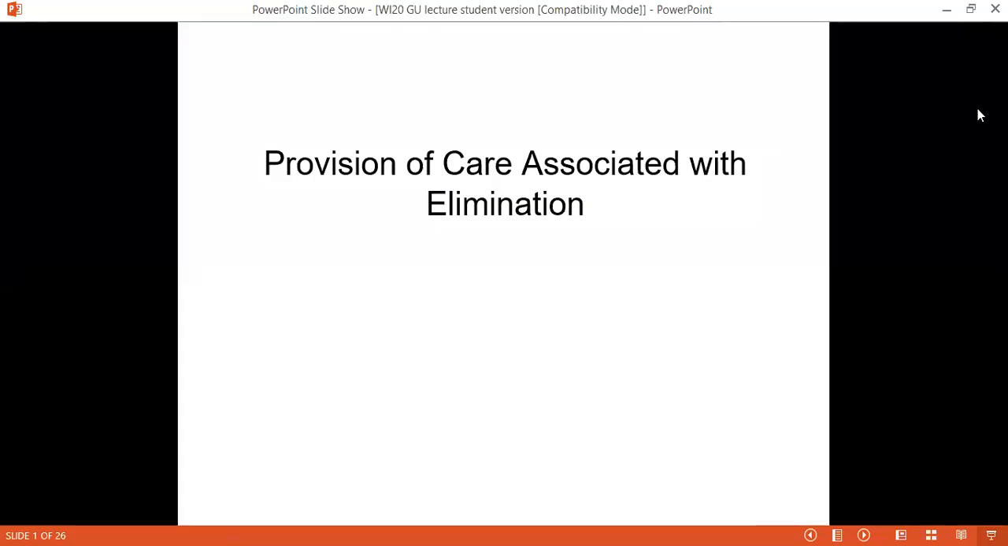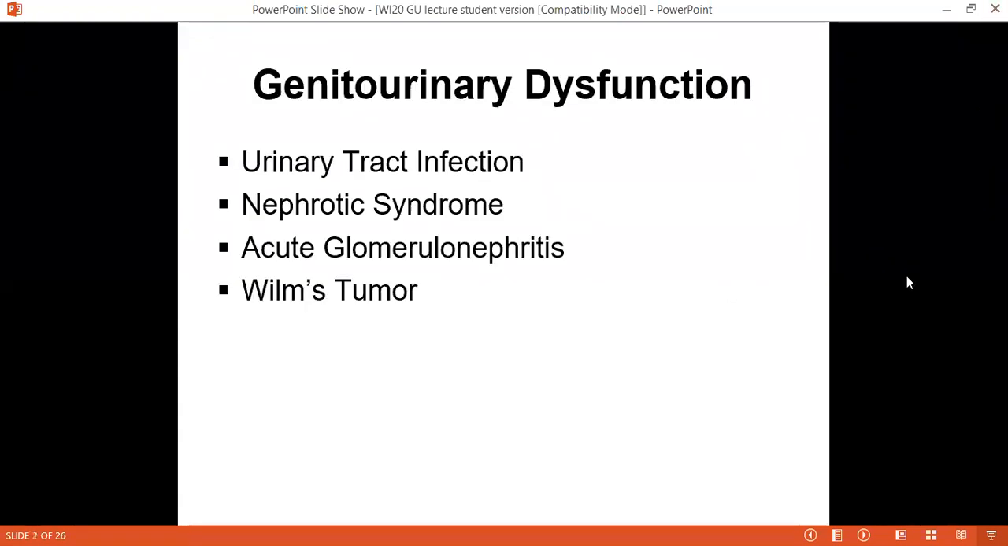Hi everyone, we are going to do our renal lecture today. So this is provisions of care associated with elimination. Our representative conditions for GU dysfunction are going to be a urinary tract infection. We're going to talk about nephrotic syndrome, acute glomerular nephritis, and Wilms tumor.